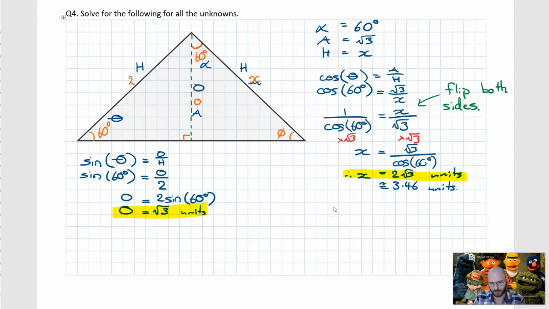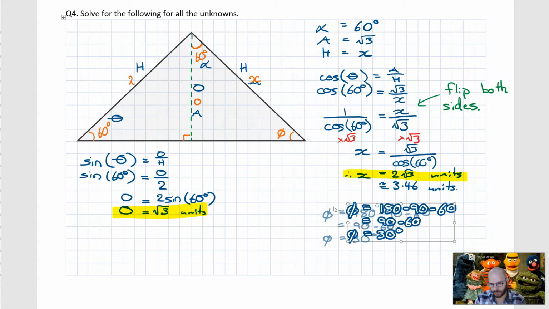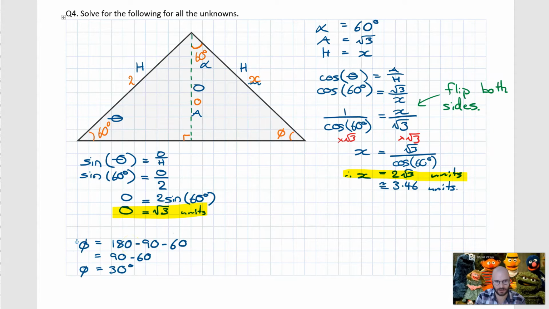Now, the final piece to the puzzle is solving the value of phi. Now, if we wanted to, we could use phi is equal to 180 minus 90 minus 60. And that's going to come out to be 90 minus 60. And therefore, phi would be 30 degrees. However, we want to use trig to do this. So this is a perfectly fine solution which you could employ in a test environment. However, we're not going to use it just for this question. Rather, we'll prove it using trig.